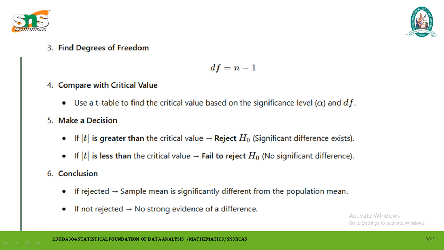After that, we compare with the critical value. Use a t table to find the critical value based on the significance level. Next we make a decision. If the modulus of t is greater than the critical value, we reject the null hypothesis. If the modulus of t is less than the critical value, we accept the null hypothesis. Finally we conclude that if rejected, the sample mean is significantly different from the population mean. If the null hypothesis is not rejected, there is no strong evidence of a difference.